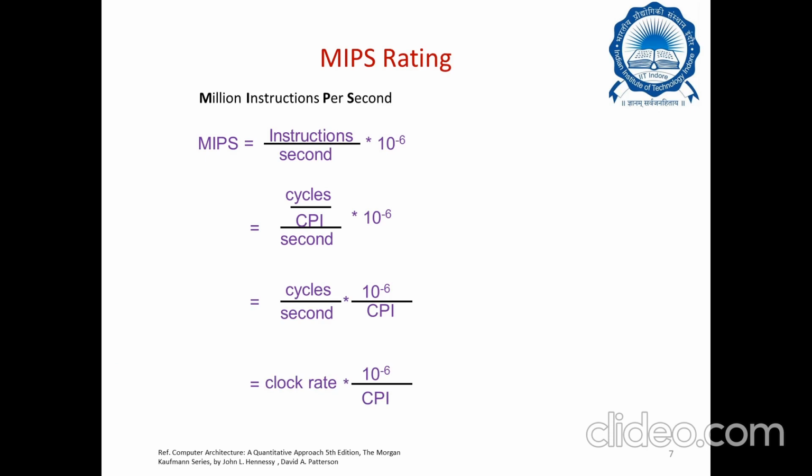where cycles per second is nothing but the clock rate. So clock rate divided by CPI, and the entire quantity is multiplied by 10 to the power minus 6. So that is another measure of MIPS rating. This could also be used as one of the performance metrics for evaluating the performance of a processor. So what does million instructions per second stand for? It stands for instruction execution rate. The number of millions of instructions happening per second. So it's the measurement of the instruction execution rate.